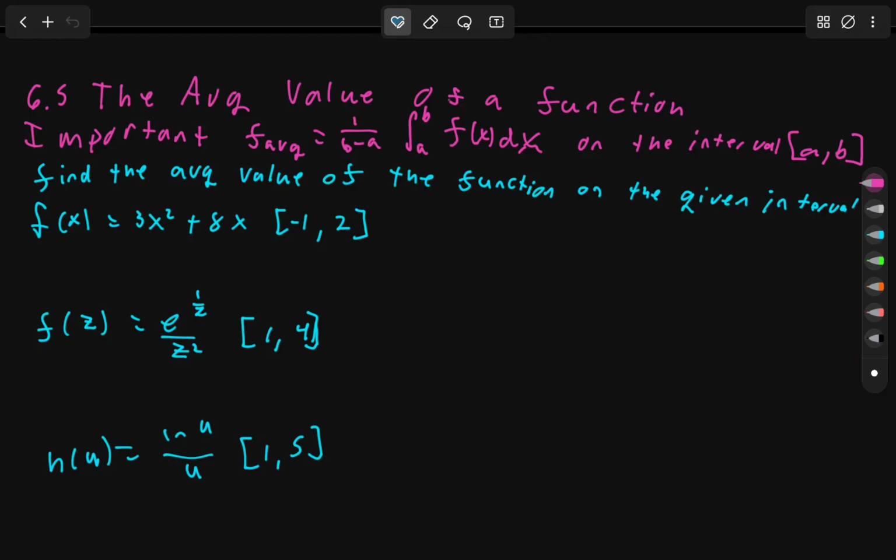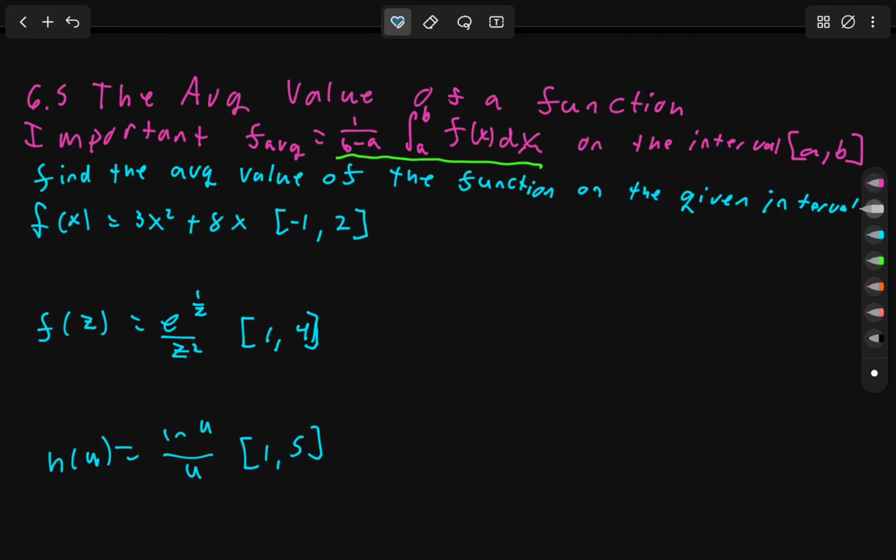I haven't shown you the work for this, but eventually you can derive this formula that f average is equal to 1 divided by b minus a times the integral from a to b of f of x dx. And that will give you the average value of that function on the interval from a to b. So we're now going to use this formula to calculate the average value of these functions.